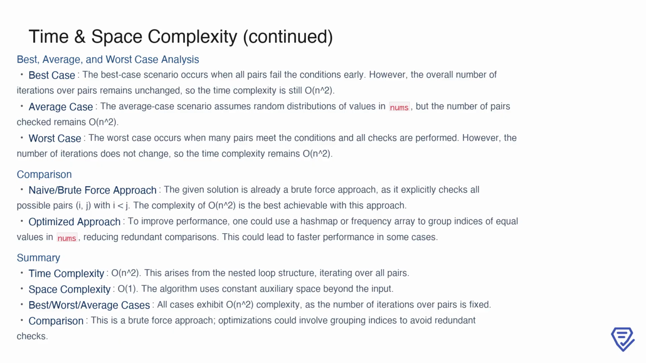To summarize, the algorithm has a time complexity of O(n²) due to the nested loops and pair checks, a space complexity of O(1) because it uses constant auxiliary space, and identical time complexity across best, average, and worst cases. Although this brute force approach is straightforward, exploring optimizations could yield performance improvements in certain scenarios.